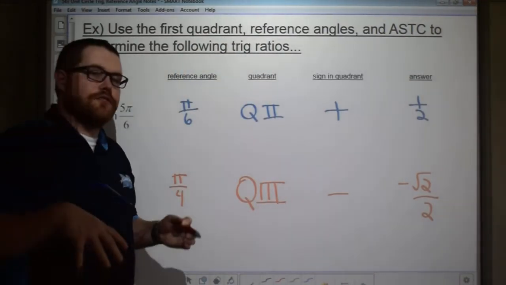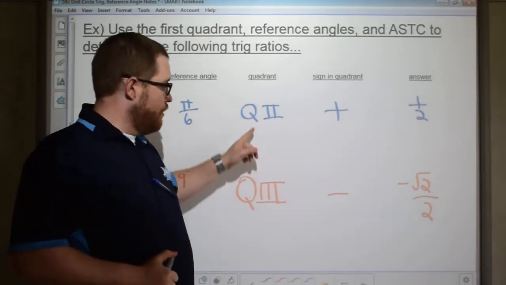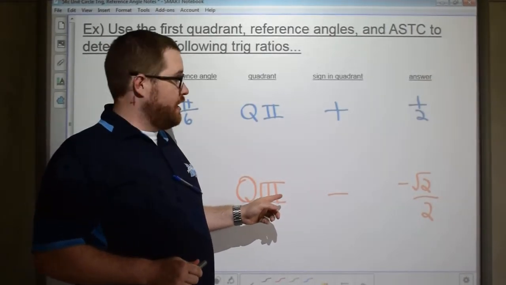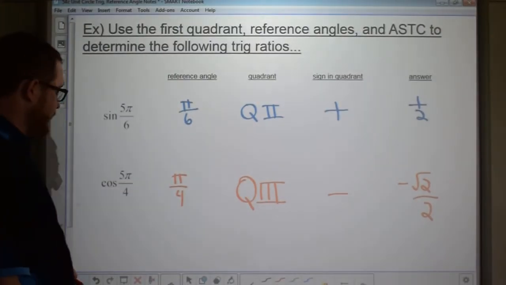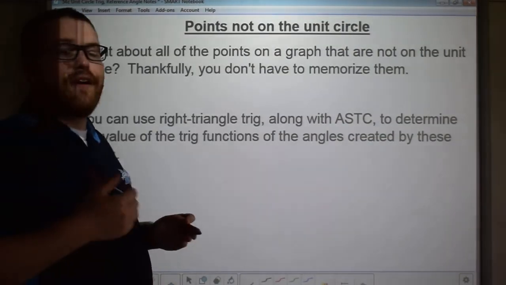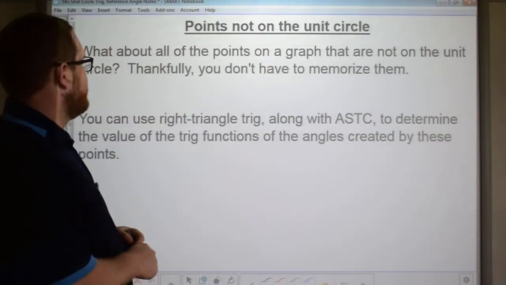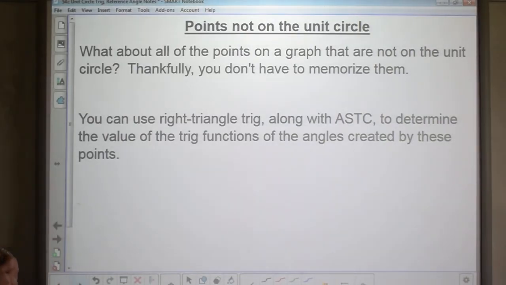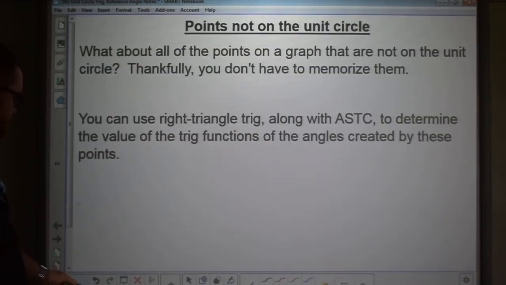If you memorize the first quadrant, know your reference angle, know which quadrant your actual question's in, and determine whether it's positive or negative, you only have to memorize a tiny corner of it. What about all the points that aren't on the unit circle, like pi over 5 or 2/3 without a pi? You don't have to memorize those. You can use right triangle trig along with all students take calculus to determine the value of the trig functions.